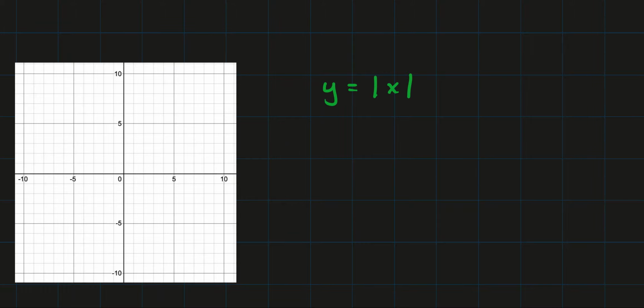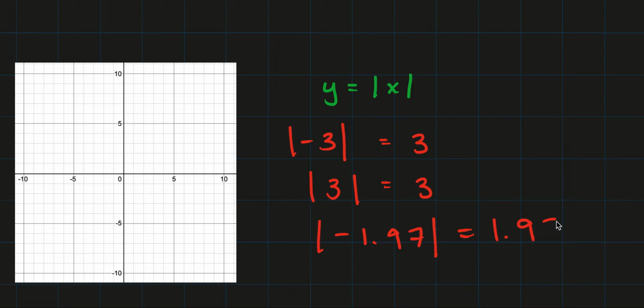Let's review. What is the absolute value of -3? Well, that's 3. What's the absolute value of 3? Well, that's also 3. What the absolute value function does is whenever you plug in any number, negative or positive, it always spits out the positive value. So if you plug in something like negative 1.97, you're going to get 1.97. And if you plug in, let's say 20, you're going to get 20. It just gives me the positive value. If it's already positive, then we just return that number.